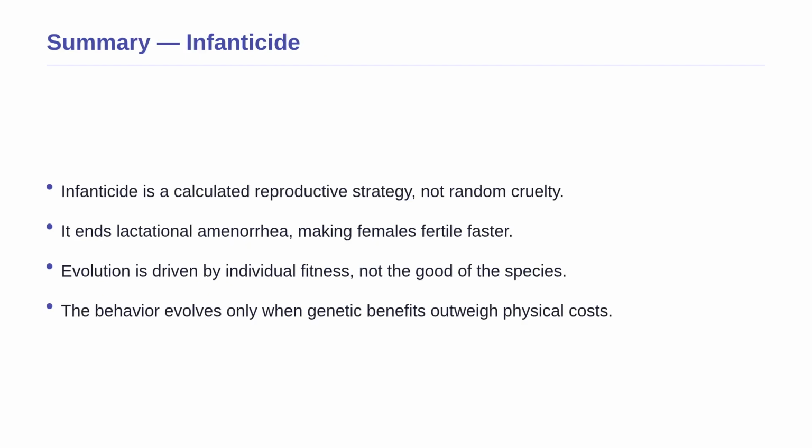We have covered a lot of ground today, so let us summarize the key takeaways. First, we learned that infanticide is not an act of random cruelty, but a highly calculated reproductive strategy. Second, by eliminating unrelated young, a new male ends lactational amenorrhea, forcing females back into a fertile state much faster.